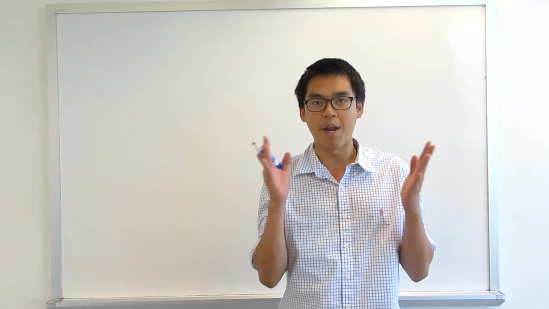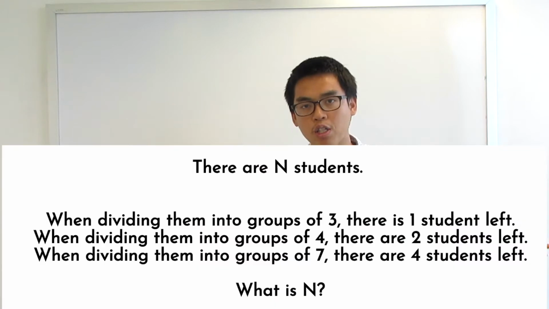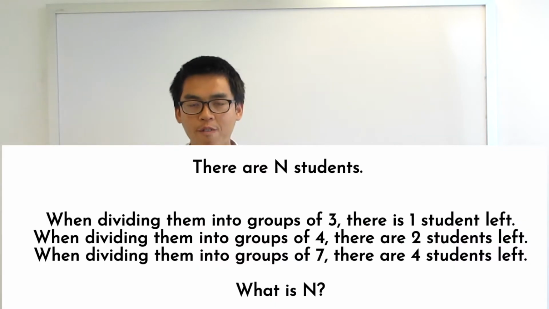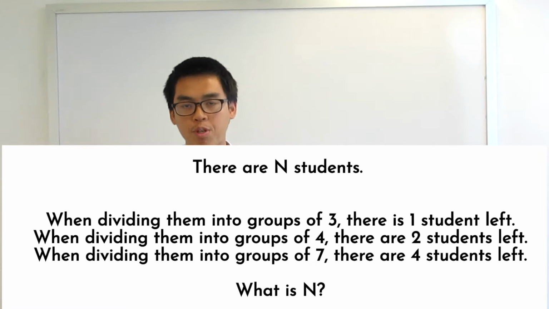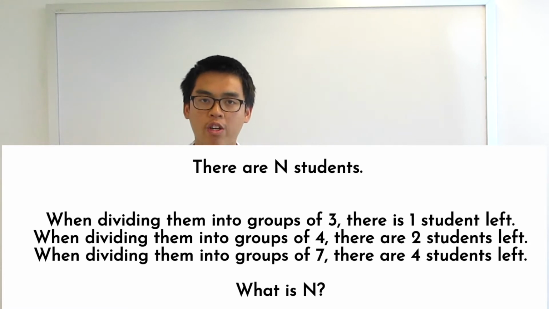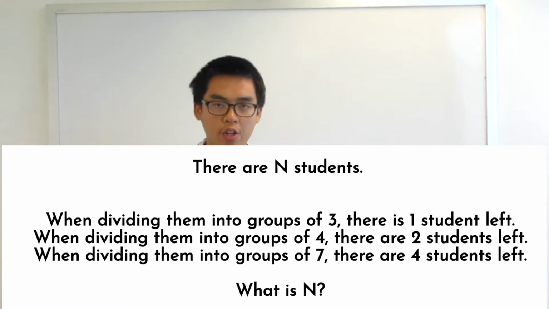So today we're gonna be answering this question. Let's say you have a number n, say it's the number of students in your class, and you want to divide them into groups of even size. So you try groups of 3, there's 1 left. You try groups of 4, there are 2 left. You try groups of 7, there are 4 left. And you wonder, how many students are there in your class?